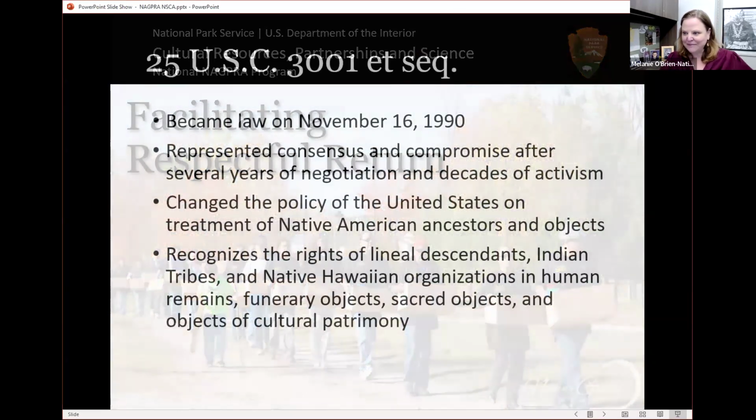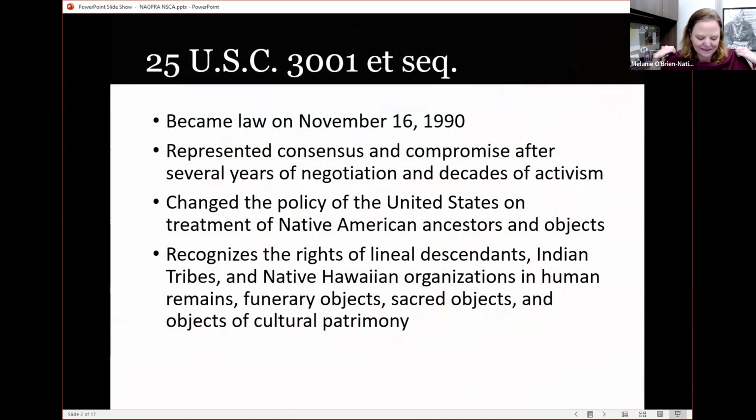If you aren't familiar with NAGPRA at all, you will be interested to know that the law was passed in November of 1990, so it's been around for almost 34 years. The citation for the act is at the top of the screen. If you're interested in actually reading the act itself, it's pretty short. The law represented really a consensus and a compromise after several years of negotiation and activism around the issues of repatriation, and in particular repatriation of ancestral remains as well as cultural items that were held by museums primarily.